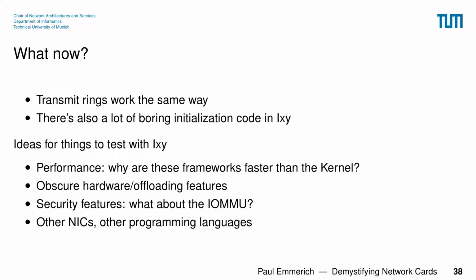Now you know how to write a driver like this, and a few ideas of what I want to do or what maybe you want to do with a driver like this. One, I of course want to look at performance, to look at what makes this faster than the kernel. Then I want some obscure hardware offloading features. In the past, I've looked at IPsec offloading, which is quite interesting because the Intel network cards have hardware support for IPsec offloading, but none of the Intel drivers had it, and it seems to work just fine, so not sure what's going on there. Then security is interesting.